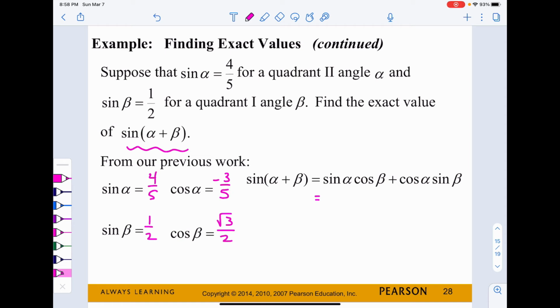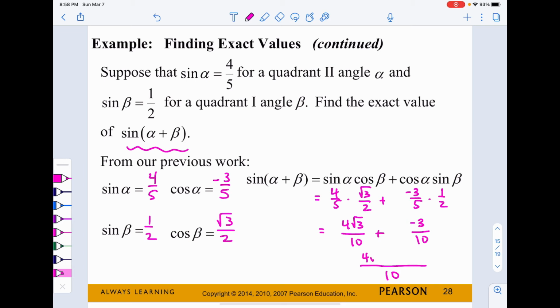So our sine of alpha, which is 4/5, is going to multiply with our cosine of beta, which is root 3/2. We're going to add with that our cosine of alpha, which is our -3/5. That's going to multiply with our sine of beta, which is 1/2. And again, these turn into denominators of 10, so we can add them together. So if I have a 4/5 times a √3/2, we have a 4√3. And if we have a -3/5 times a 1/2, we end up with a -3/10. And throw them all together in one big fraction. You have that 4 square root of 3 added with a negative, so we're going to call that a -3, and that whole thing is over top of 10.